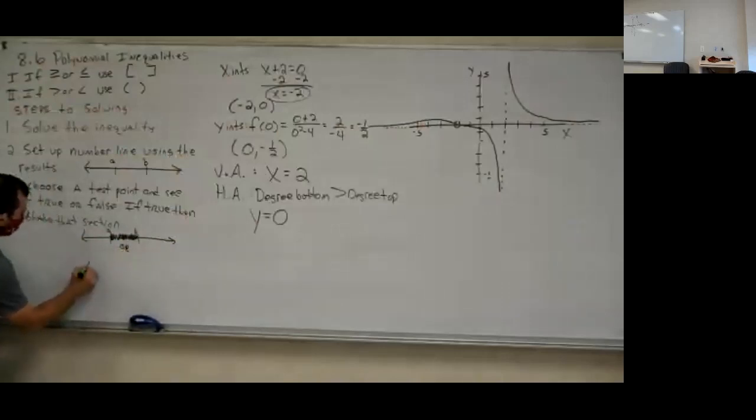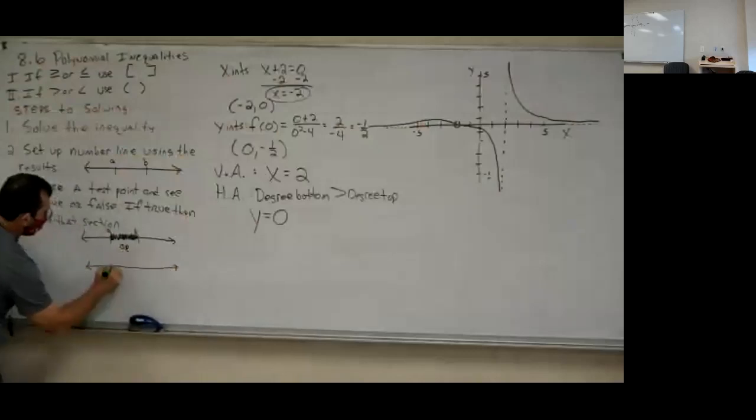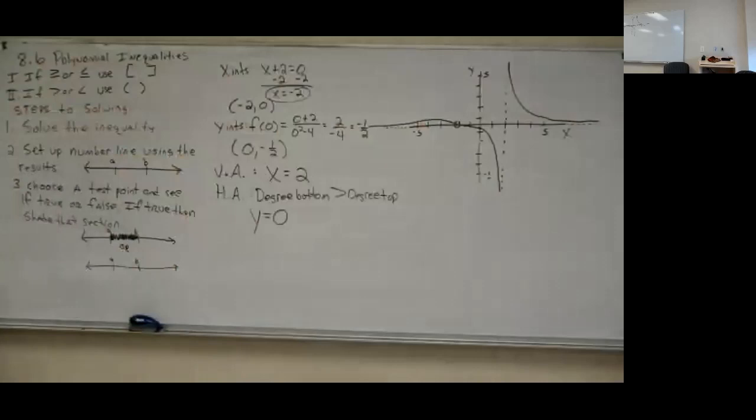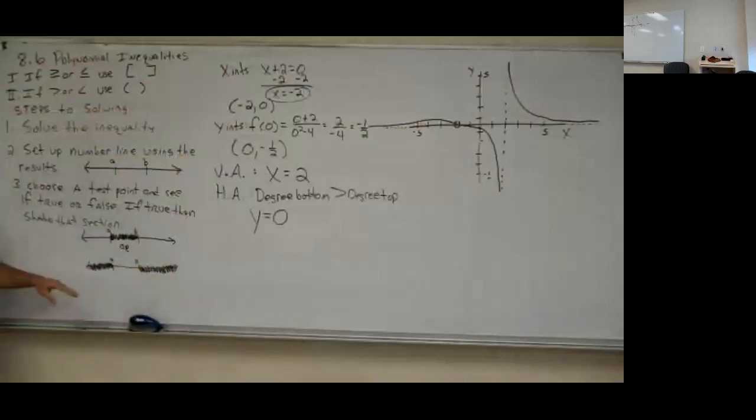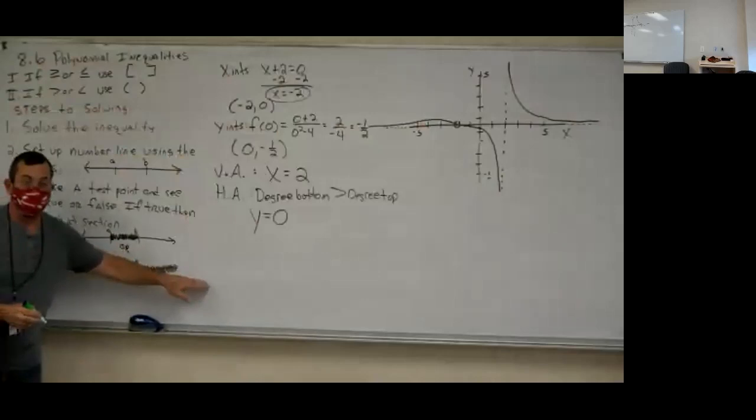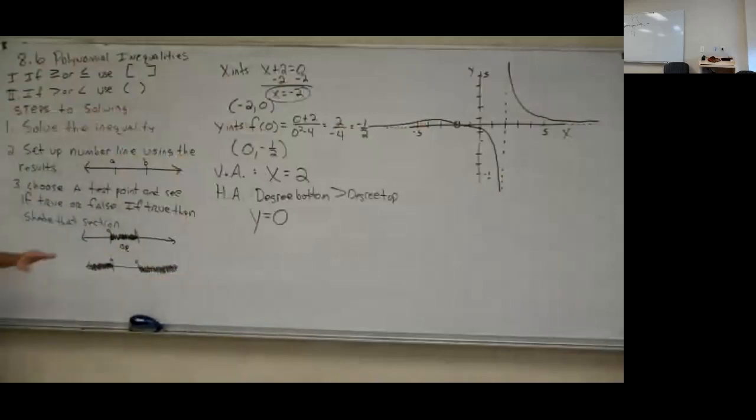Or if it's false in the center, then it's going to be true on the outer edges. So if it's true on the outer edges, then your intervals will go from negative infinity to A, union B to positive infinity, okay? It's going to shade with one of these unless.